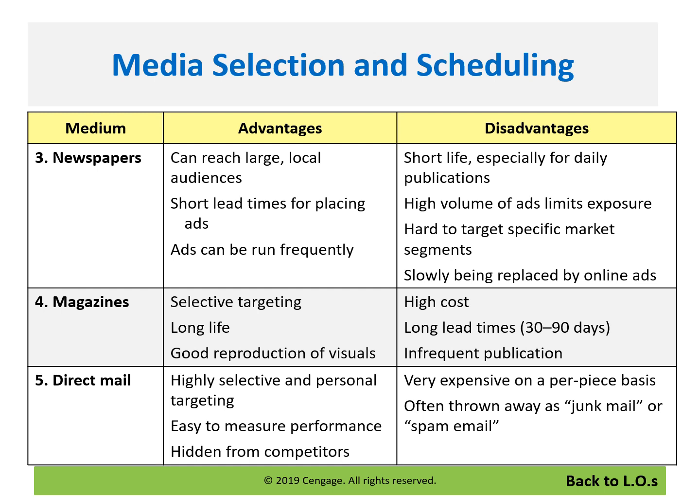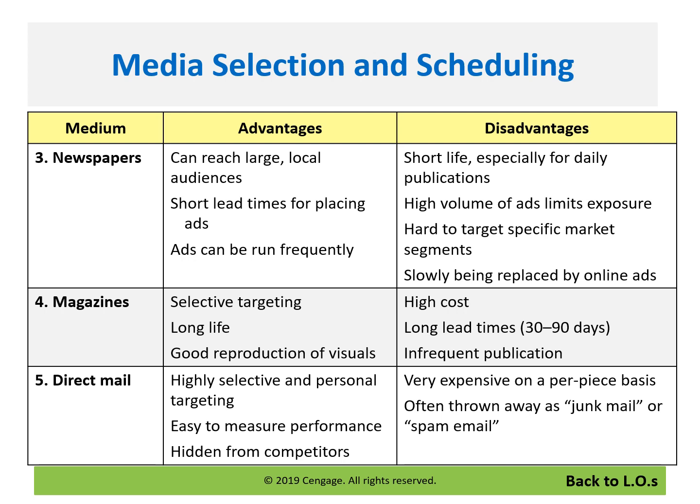This also creates selective targeting and has a relatively long life and promotes good reproduction of visuals because magazine ads are most often colored. Disadvantages include high cost, long lead times, and infrequent publication. Next, we have direct mail. This is highly selective and personal targeting of the customers. It is easy to measure the performance and hidden from competitors because they are directed to the consumers. Disadvantages include that they are very expensive on a per piece basis and they are often thrown away as junk mail or spam email.